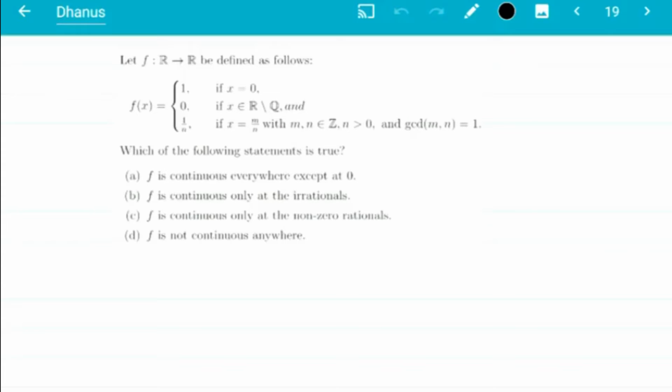Which of the following statements is true? This function is an example of a function which is continuous at uncountably many points and discontinuous at countably many points.